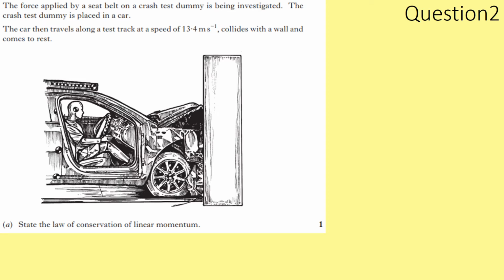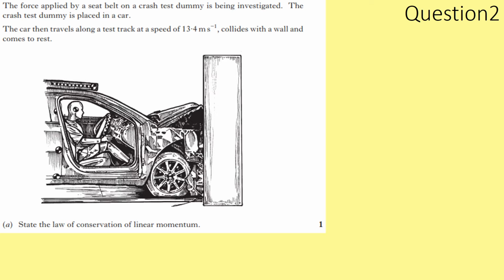Okay, so in this question we have a crash test dummy within a crash car. We're told that the force applied by a seatbelt on a crash test dummy is being investigated. The crash test dummy is placed in a car. The car then travels along a test track at a speed of 13.4 meters per second. It collides with a wall and then comes to rest. State the law of conservation of linear momentum.